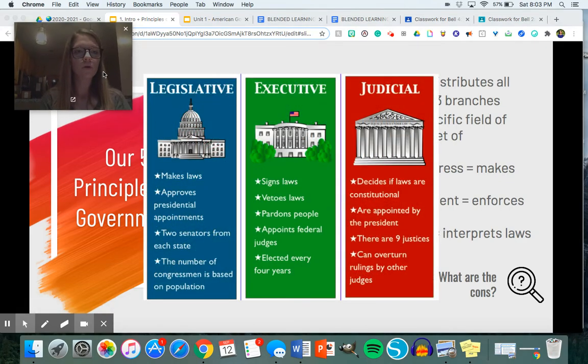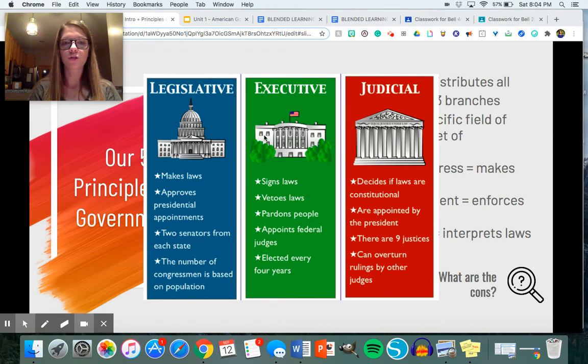So this is what I'm talking about when we're talking about separation of powers: legislative, executive, judicial. You can just get a sense of a little bit more of their unique responsibilities from this picture here. We will spend an entire unit talking about and breaking down these three branches.